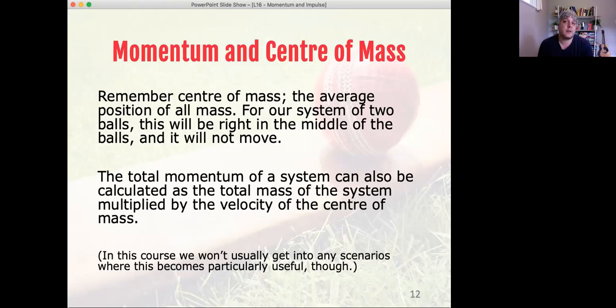We won't usually go into any scenarios where this becomes particularly useful. Right? You can think about it. It is still a useful thought to have when you're doing that common sense approach. If something is symmetrical like that previous example, you would expect the total system to be 0 because that center of mass is not moving. So it can still be useful. It's still a good concept to keep in mind, but usually we'll be dealing with systems that are simple enough that we can just calculate 2 or 3 momenta and add them together.